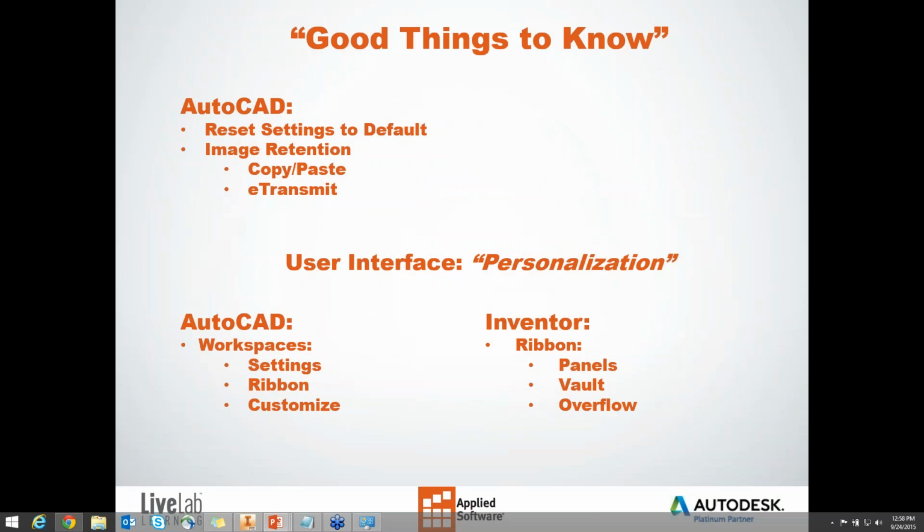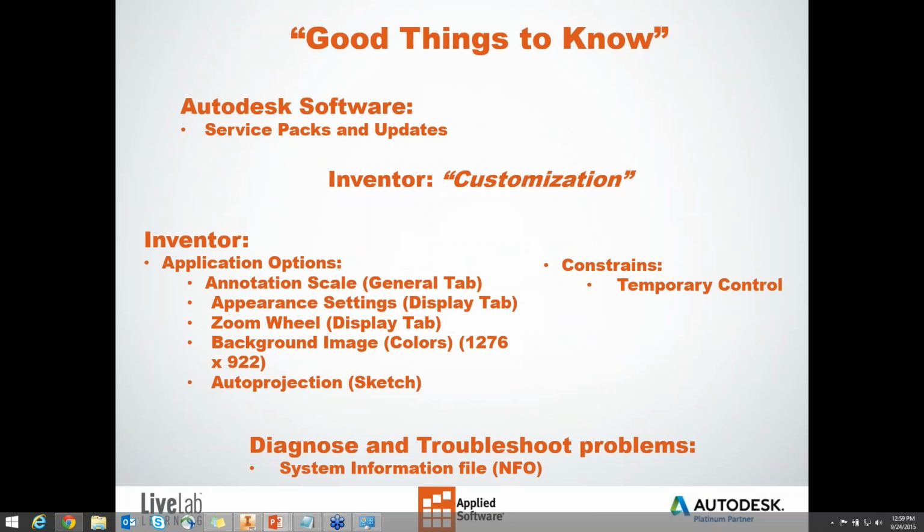So continuing on with good things to know, we are actually going to start out with talking about service packs and updates. Where can I get these? How do I know what I already have installed? Also, within the Inventor software itself, we're going to be talking about quite a few different application options that we have received questions about, people just wanting to know how to do. Also, I'll talk about a nice little trick about constraints.